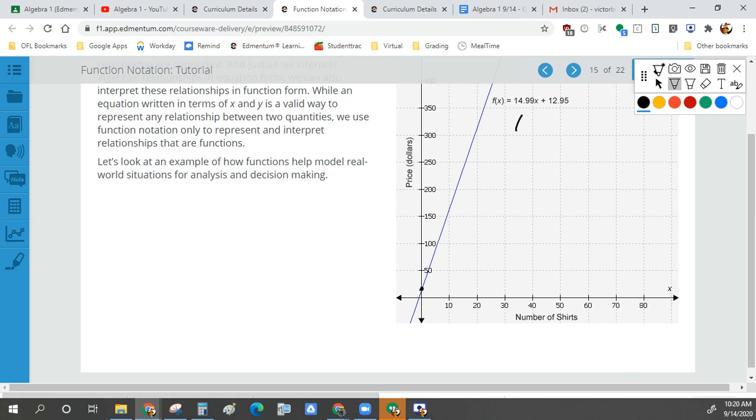And then the rate of change is right here. Anything that's changing this x is going to affect it. So since it's only being multiplied, that's why it's a straight line.